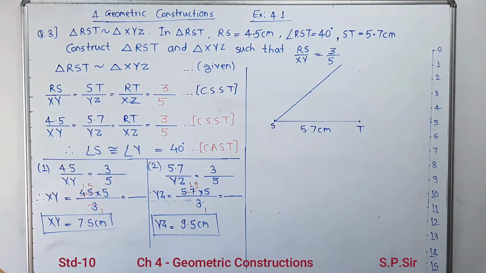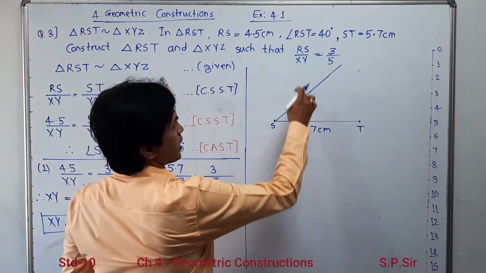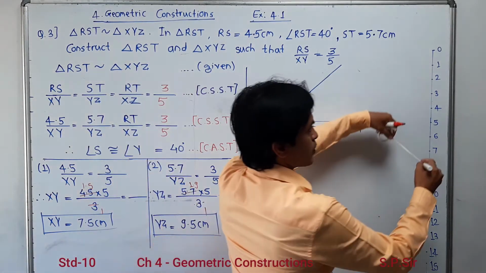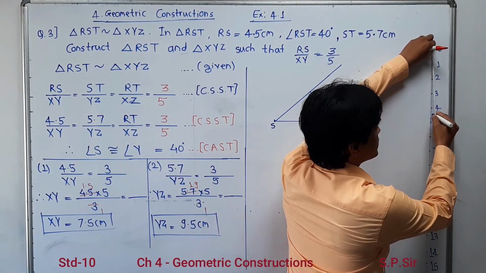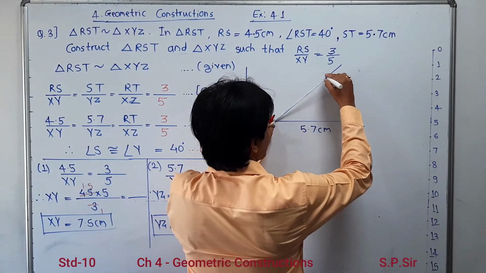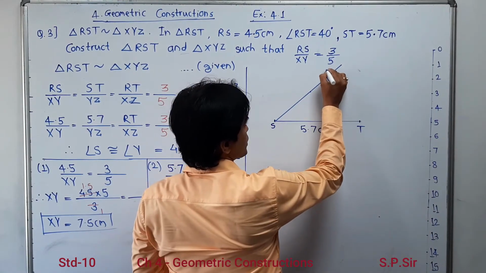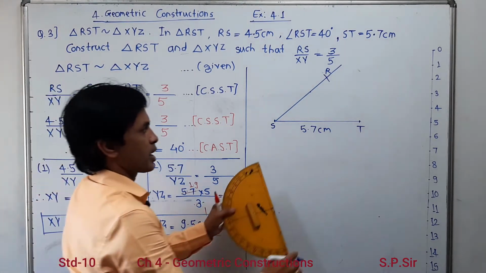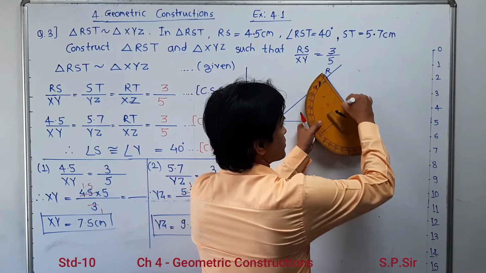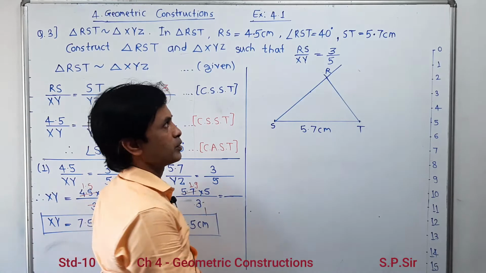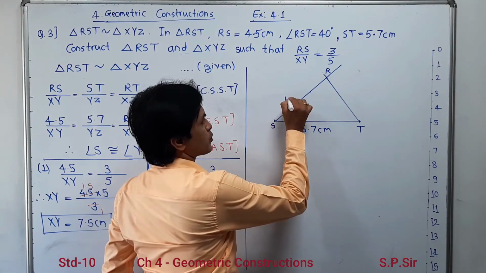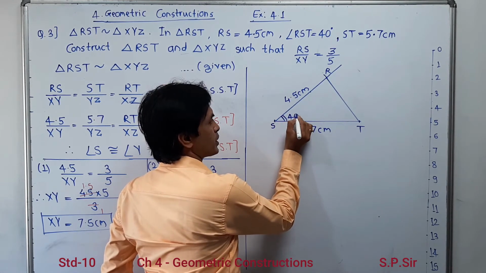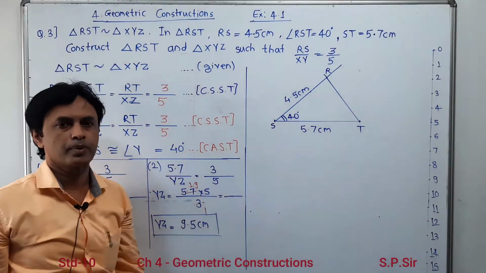Now again, we know one part. What is exactly that? From R to S, this distance is 4.5. So again, with the help of a ruler, I am going to take a distance 4.5 centimeter over here and make a mark, and now I get the fixed position of point R. Now simply, I have to join RT in this diagram. So what exactly is the data available with you? This RS is 4.5 centimeter, this angle S is 40 degree, and ST is equal to 5.7 centimeter.